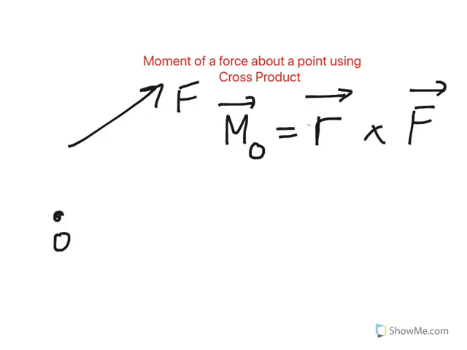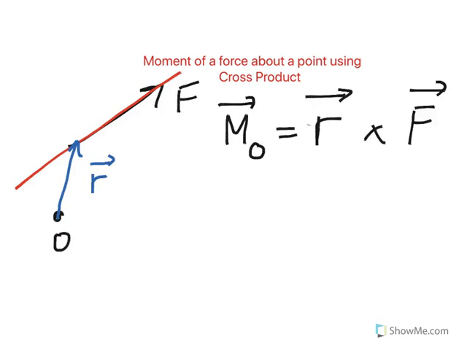Position vector R is defined as a vector that goes from the point to anywhere along the line of action of the force. So you see the red line is the line of action of the force. So I have the flexibility to go from O to anywhere along the line of action of the force. So I'll just say it there. So that's position vector R. So you do the cross product and that's the moment.